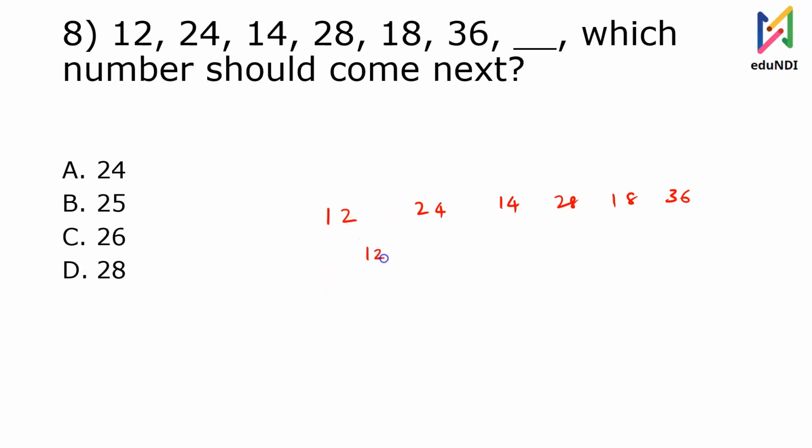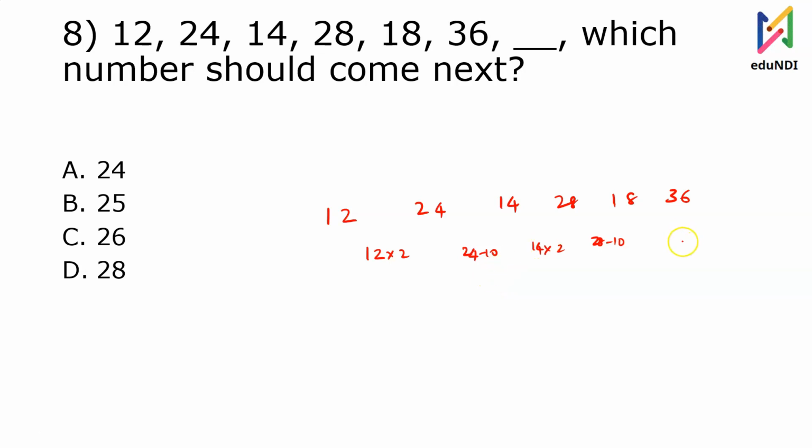This is getting doubled, right? This is double. 24 is double of 12. And 24 minus 10 is what? 14. Now 14 is getting doubled. Then I subtract 10, I have 18, and then this gets doubled. So there is a doubling and then subtraction by 10. That's the pattern. Are you able to see? You are doubling and you are subtracting by 10.